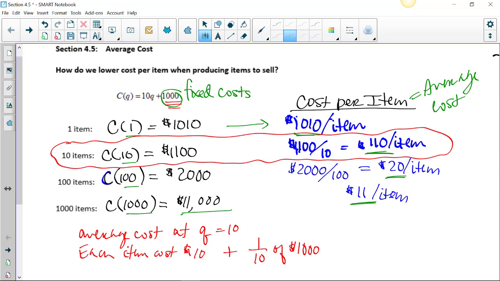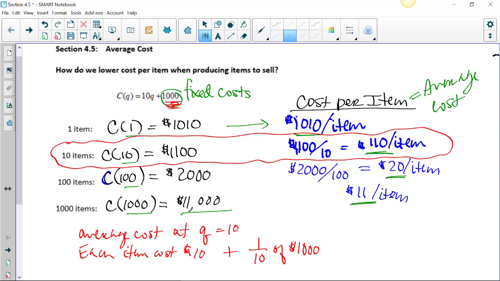If I look then at 100 items, each of those 100 items is $10, but then we're dividing up the fixed costs by 100. So each item is adding on 1/100th of those fixed costs. That's why the average cost goes down, because we're dividing up the fixed costs amongst more items.